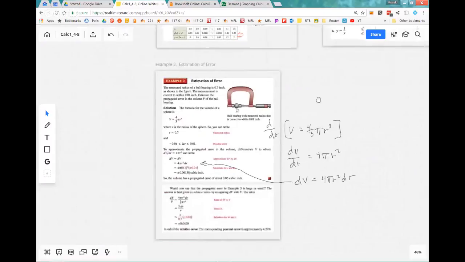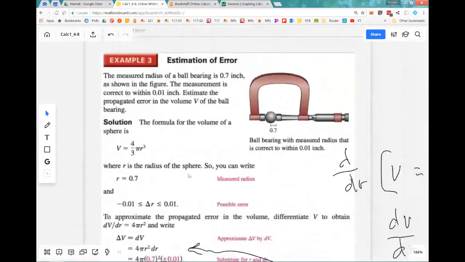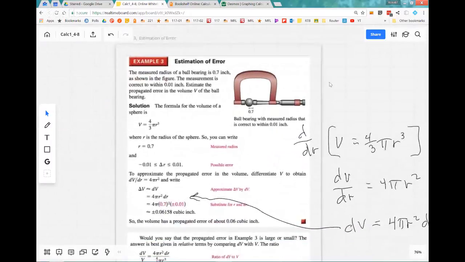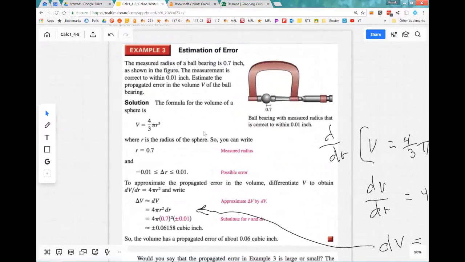You can also use it for estimation of error. So here we have, let's just read it. The measured radius of a ball bearing is 0.7 inch. You can see they've got it in a caliper up here, and they've got it measured for you. Estimate the propagated error in the volume of the ball bearing. All right.